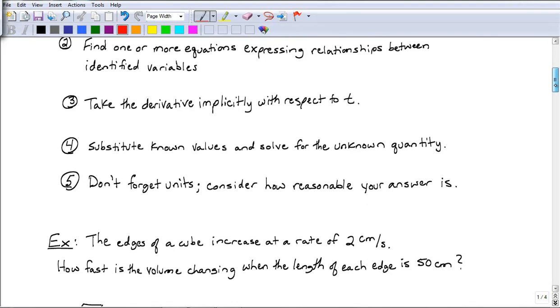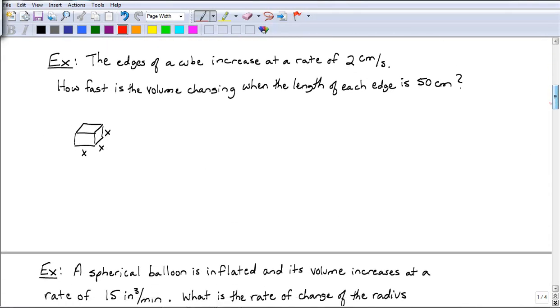So here's an example of a related rate. The edges of a cube increase at a rate of 2 centimeters per second. How fast is the volume changing when the length of each edge is 50 centimeters? The problem with this is they're intimidating. But first, read the problem.